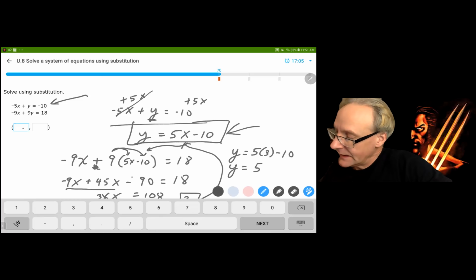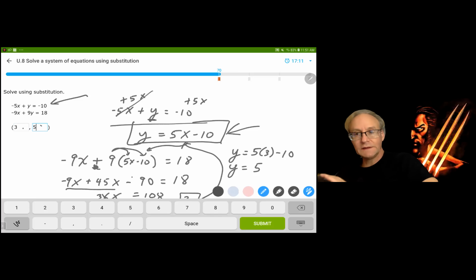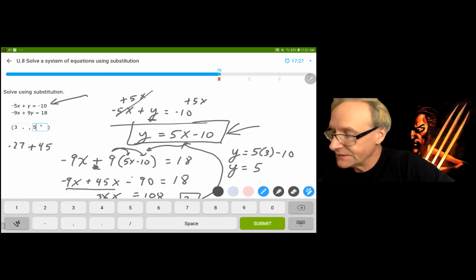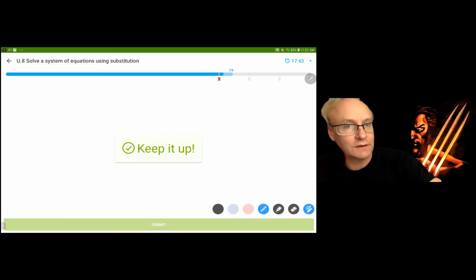Now, before I finalize this, I just want to show you something. If you're willing to do the work, in just a few seconds, you can check your answer. You see, in that second equation, I can take 3 times negative 9 and get negative 27 and 45 and see if I get 18. Well, this is the same as 45 minus 27. 7 from 15 is 8, and 2 from 3 is 1. 18, sure enough. Okay, hopefully it's all good.